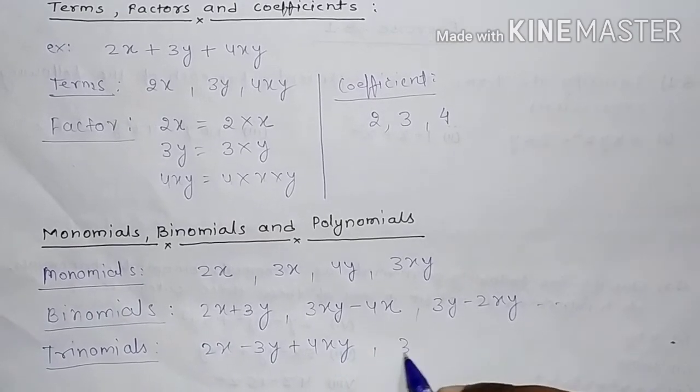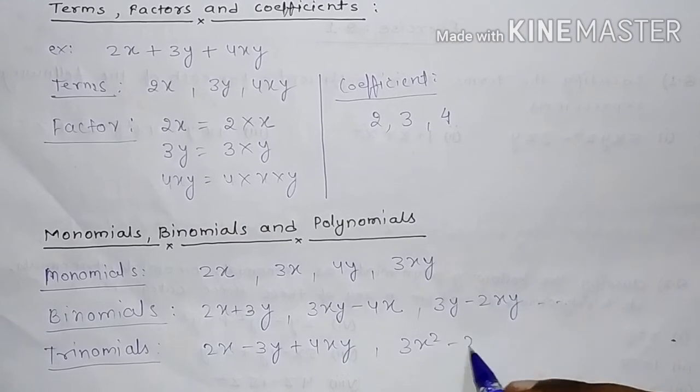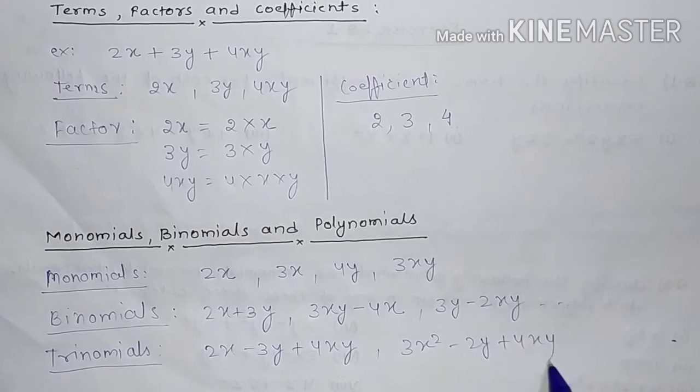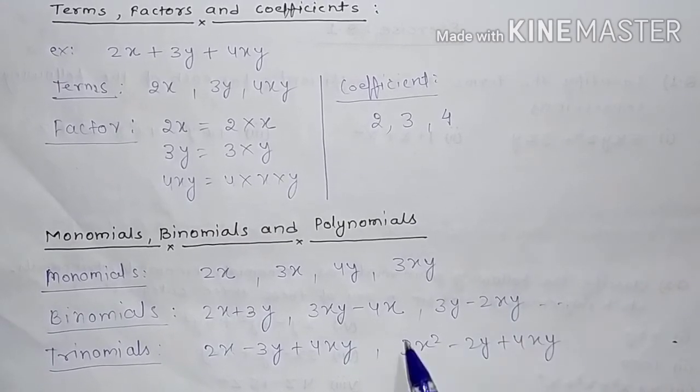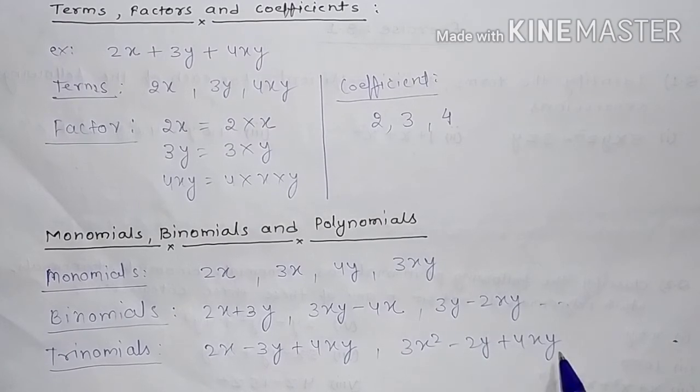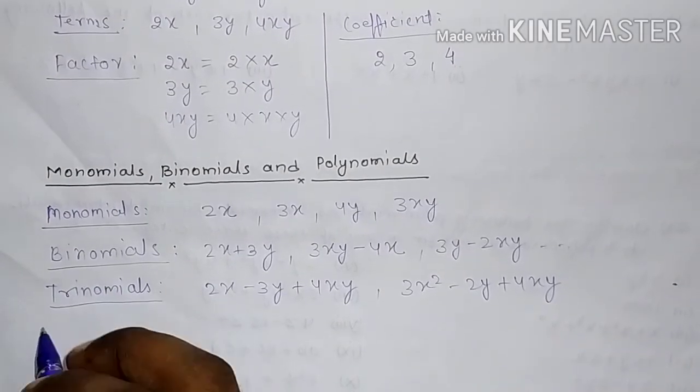Similarly, you can write 3x square minus 2y plus 4xy. This is also an algebraic expression having three terms. 3x square is the first term, minus 2y is the second term, and 4xy is the third term. Now these are the monomials, binomials and trinomials. Now the last one is polynomials.